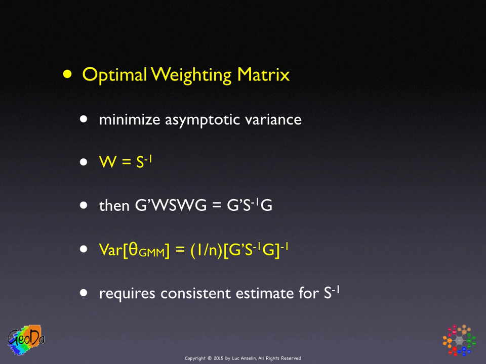1 over n, this is a scaling factor needed for consistency, and then G prime S inverse G, and the whole thing inverted. So this requires G, which we know is a partial derivative, and we evaluate it at the value of the parameters, and S inverse we have to estimate. So how do we do this in practice?